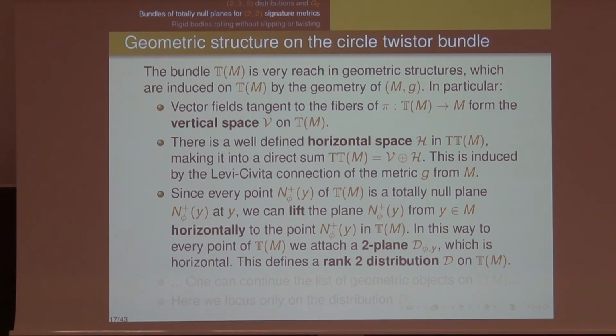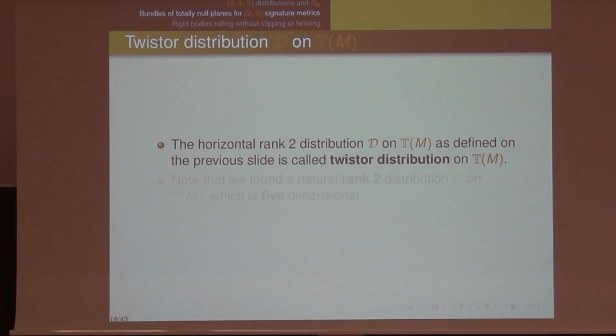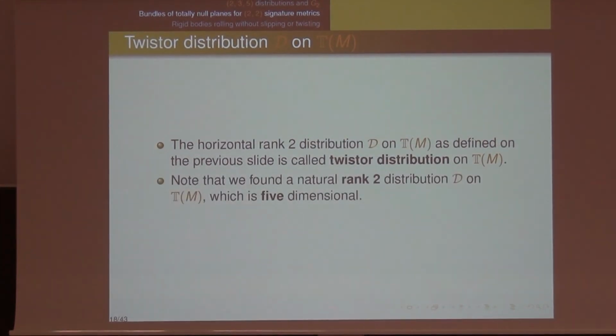on this twistor manifold. There is much more structure here, but I will only be concentrating on this rank 2 distribution. So this is called the twistor distribution. And note that suddenly, out of nothing, I started with a split signature 4-dimensional manifold, and I created a 5-dimensional manifold with a rank 2 distribution. So if I have a rank 2 distribution, I'm close to the first part of my talk, when I was talking about 2, 3, 5 distributions.